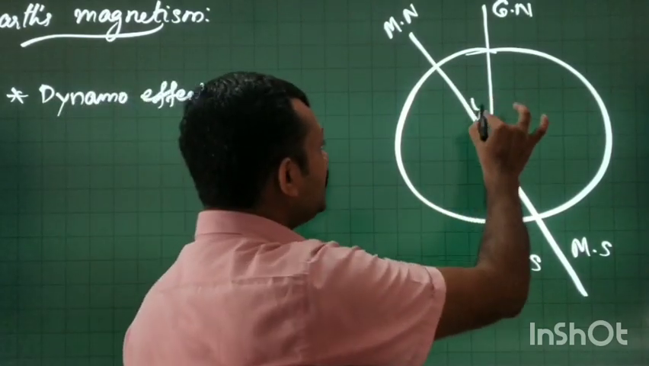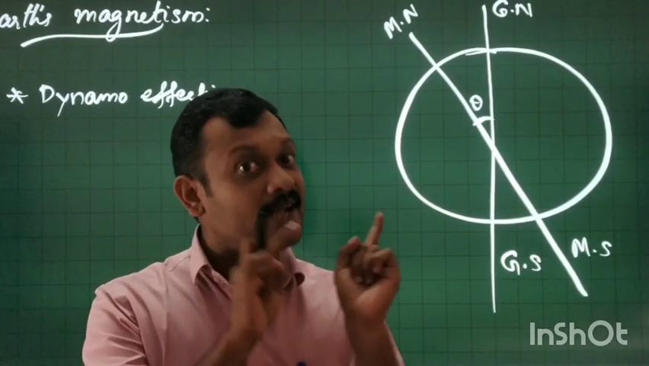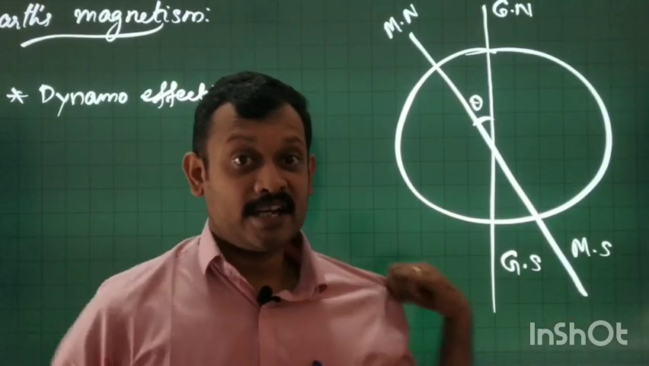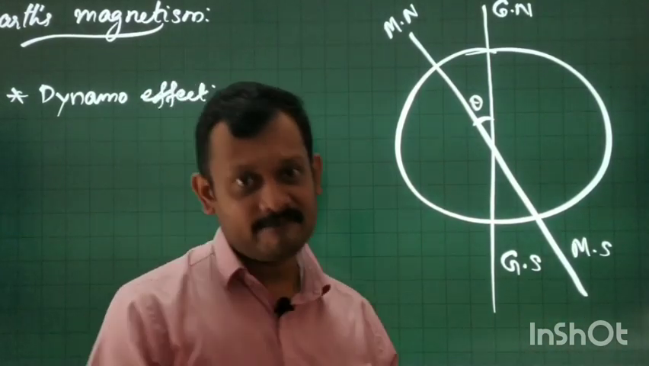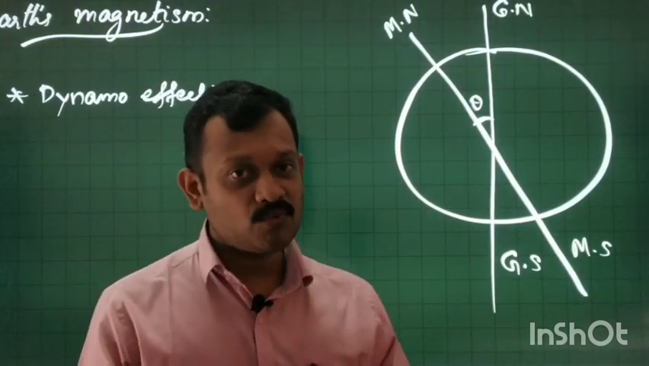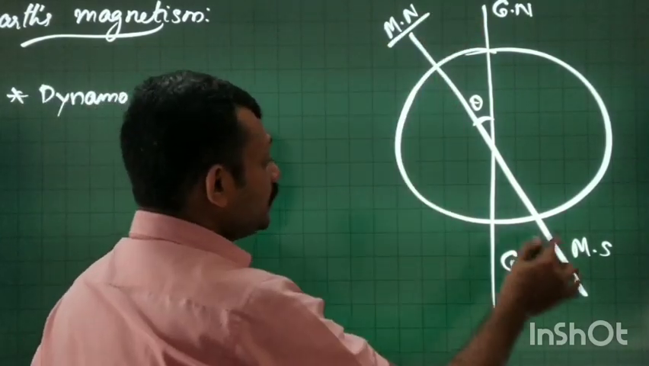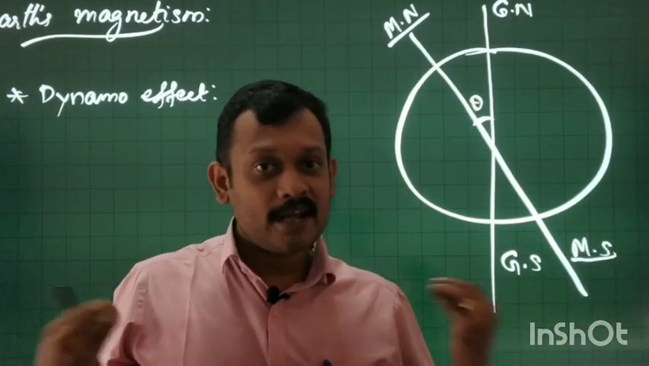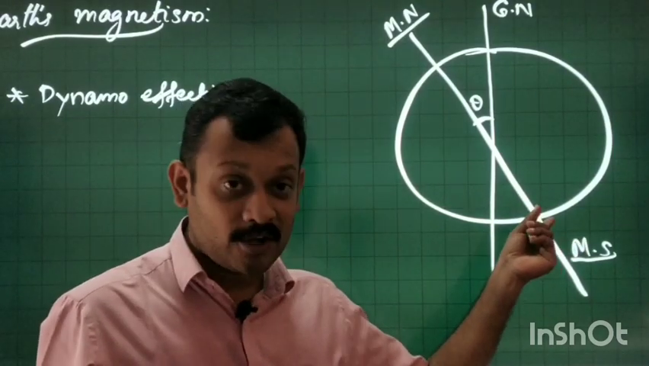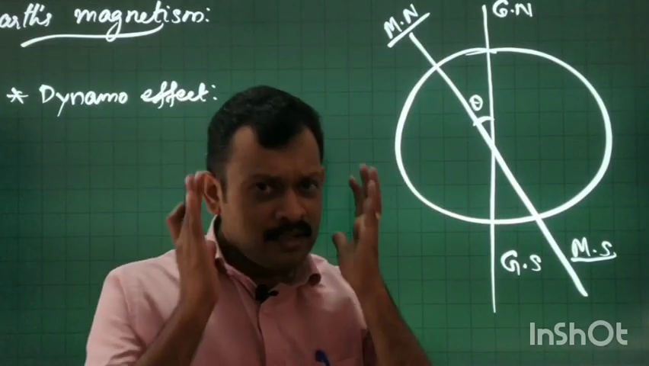This angle theta, the angle between the geographic axis and the magnetic axis, is around 11.3 degrees as given in NCERT, but I think it is now less than that value because it keeps on changing. So it is 11.3 degrees as shown in the NCERT book. This is the magnetic north, this is the magnetic south. Then you may say, sir, this is wrong, because in lower classes we have studied that this is the north pole of the Earth's magnet and this is the south pole of the Earth's magnet.